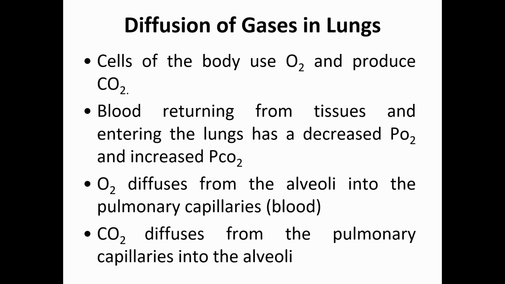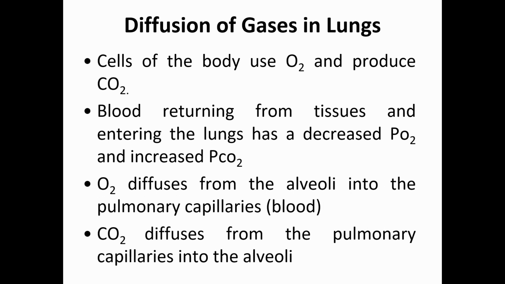Okay, so diffusion of gases in the lungs. Cells of the body use oxygen and produce carbon dioxide as the byproduct. In metabolism, oxygen is used in ATP production, and eventually carbon dioxide will be produced. So blood entering the lungs from the tissues has decreased partial pressure of oxygen and increased partial pressure of carbon dioxide.